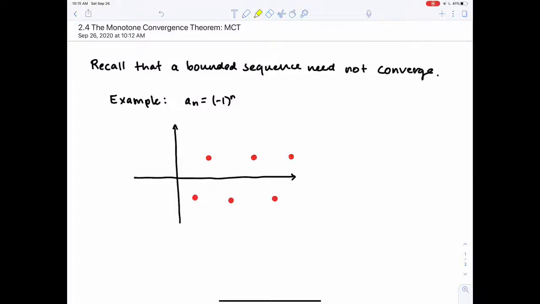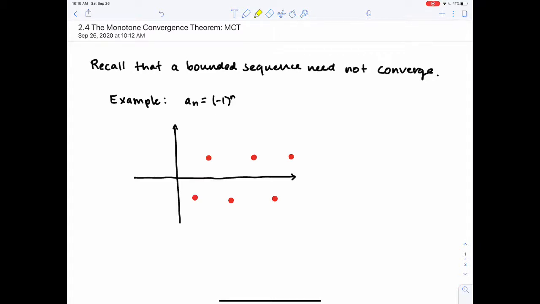In this section, we're going to talk about an important theorem. It's the monotone convergence theorem. And we'll use this theorem to prove a couple of different results in this course. And you should have actually seen it before in your calculus class.